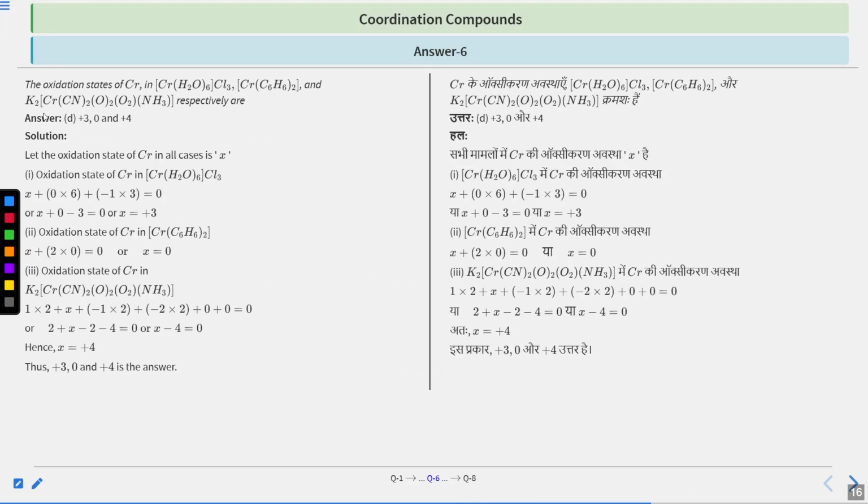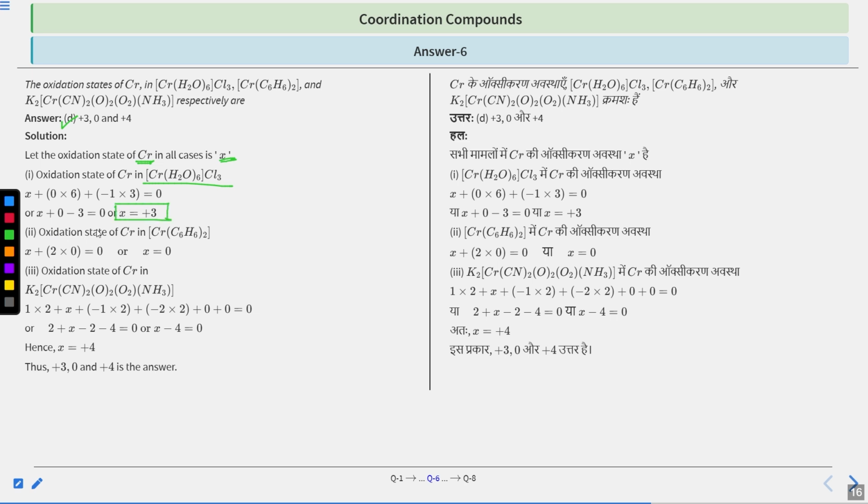Let's see. The correct answer is option D, that is +3, 0 and +4. So let the oxidation state of chromium be x in all the cases. Let's find out in the first complex. x for chromium, H2O is having 0 oxidation state, so 6 times 0, plus chlorine is having -1 oxidation state, so 3 times -1 is equal to 0, because there is no charge on this overall formula. So solve for x, x will come out as 3.